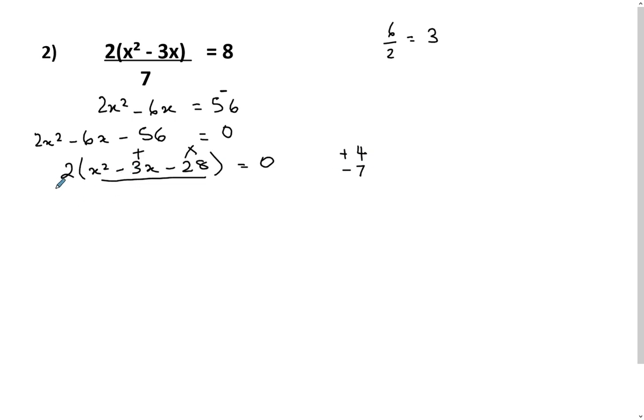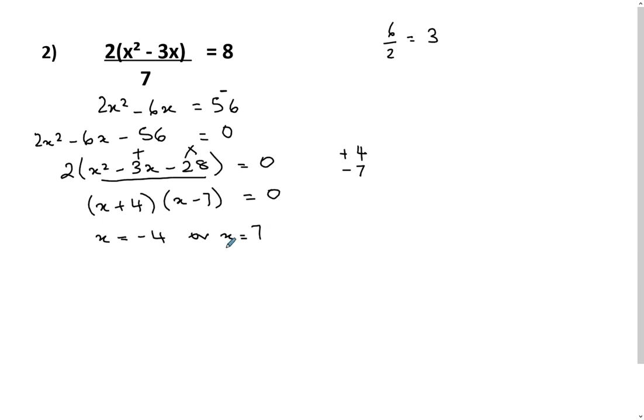So then I don't need to worry about this 2 because I'm just solving it. If you need to factorize it, you have to include it with the double bracket. So here I just have x plus 4, x minus 7 equals 0, and one of these has to be 0. So x equals minus 4 or x equals 7.